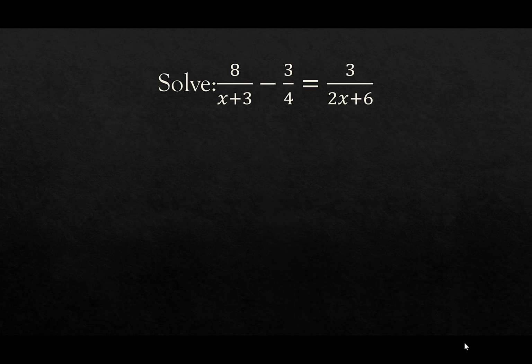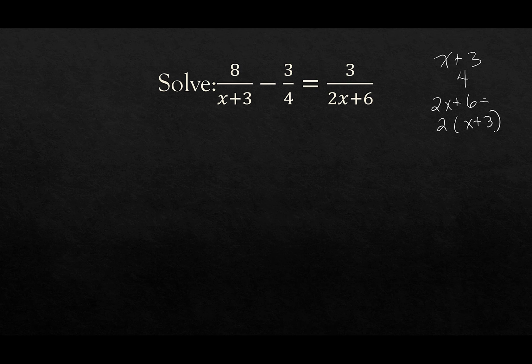So let's do one more. This time I have 8 over x plus 3 minus 3 over 4 is equal to 3 over 2x plus 6. So the first thing I want to do is look at the denominator and see what I have. I have an x plus 3, I have 4, and I have 2x plus 6. What I want to do with this 2x plus 6 is factor out a 2 to show that it really has that x plus 3 in there as well.